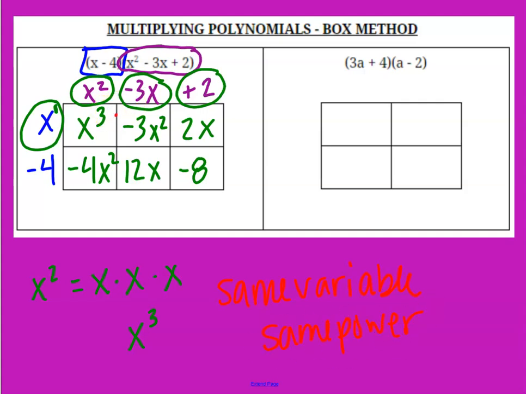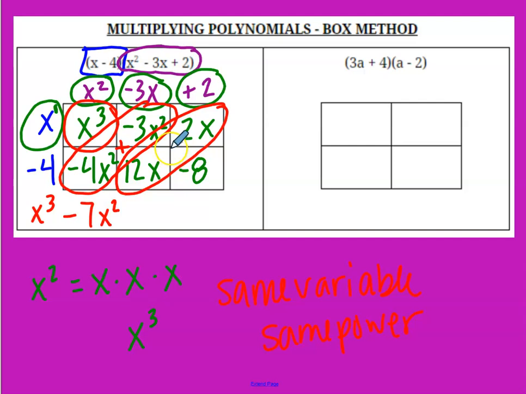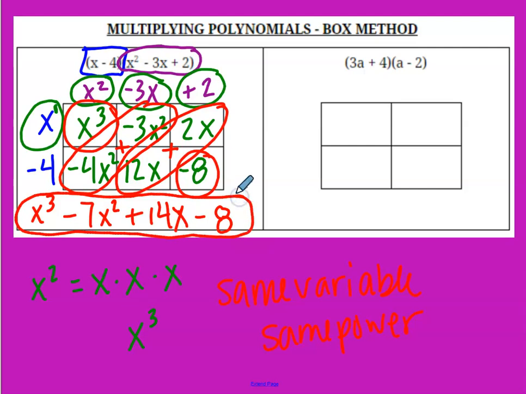So if we look, we only have one x to the third, so we have x to the third. We have our x squareds right there in that diagonal, so we do negative 3x squared plus negative 4x squared, and we get negative 7x squared. Then we have 2x and 12x. Those have the same variable, same power, so we add those together. We have 2x plus 12x is 14x. And then lastly, we just have that negative 8. So we put minus 8 at the end. And there's our answer, our polynomial answer.